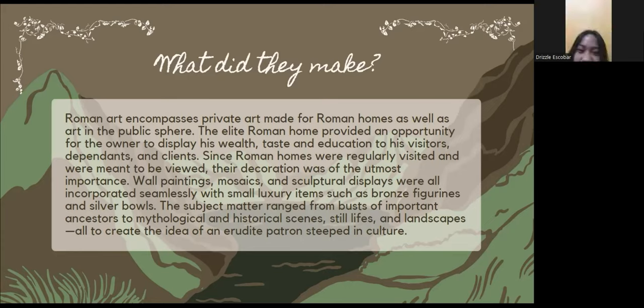So what did they do? Roman art encompasses private art made for Roman homes as well as art in the public sphere. The elite Roman home provided an opportunity for the owner to display his wealth, taste, and education to his visitors, dependents, and clients. Since Roman homes were regularly visited and were meant to be viewed, their decoration was of the utmost importance.